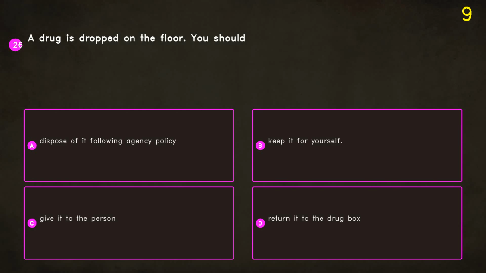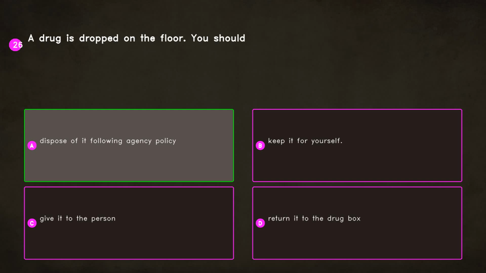Question 26. A drug is dropped on the floor. You should A. Dispose of it following agency policy. B. Keep it for yourself. C. Give it to the person. D. Return it to the drug box. The correct answer is dispose of it following agency policy.